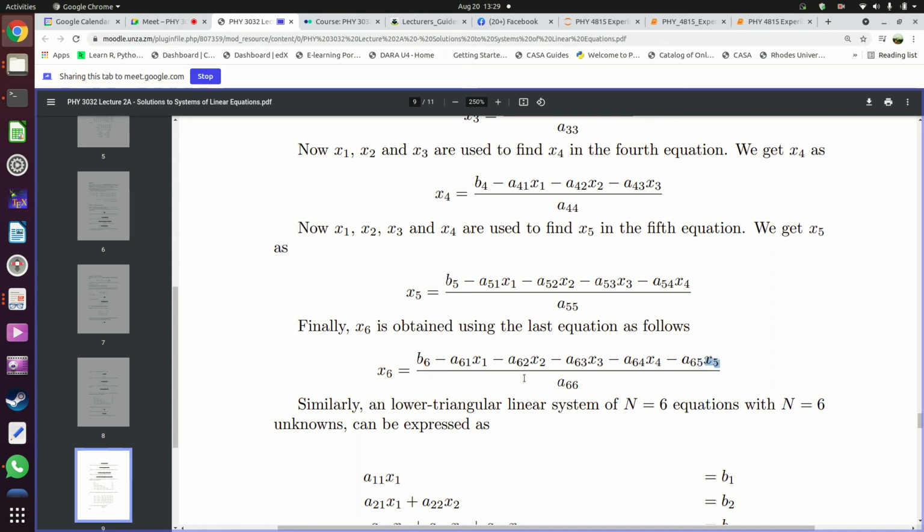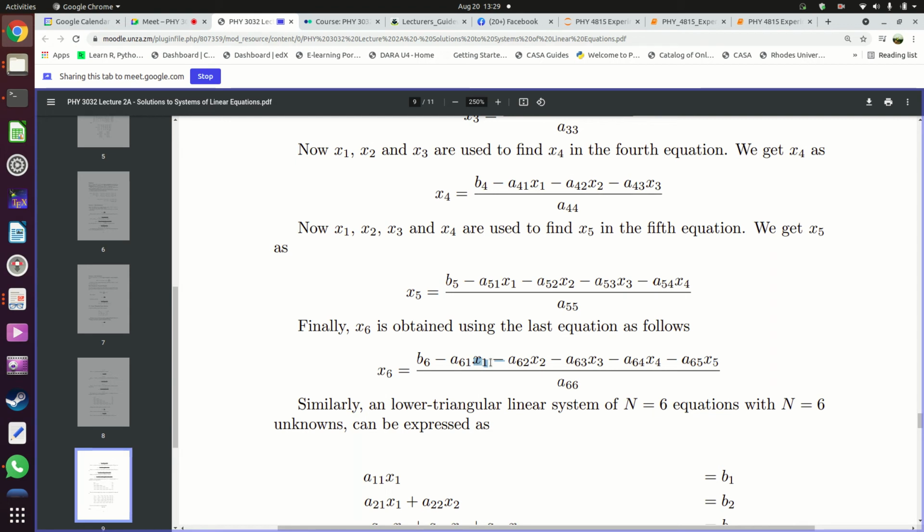After you remove 1, next you remove 2 from 6. You end up with a 4, which is what you have here. Then you remove 3 from the 6, you end up with a 3, which is what you have here. Then you remove 4 from the 6, you end up with 2, which is what you have here. Then you remove 5 from the 6, you end up with a 1 here, which is what you have here.